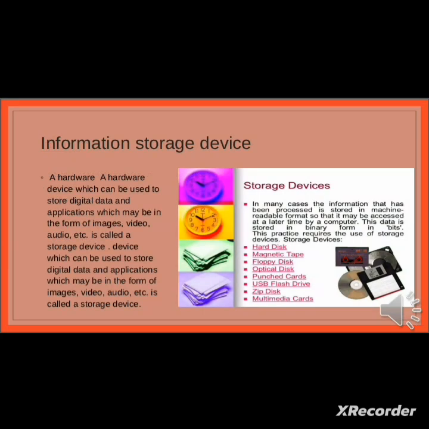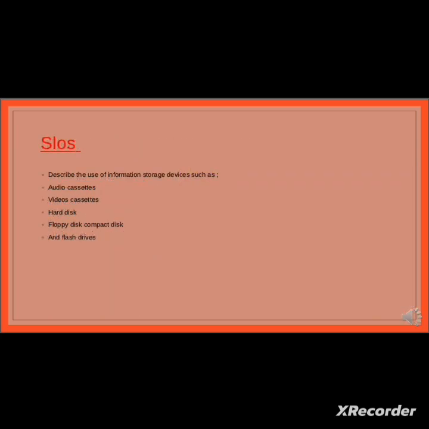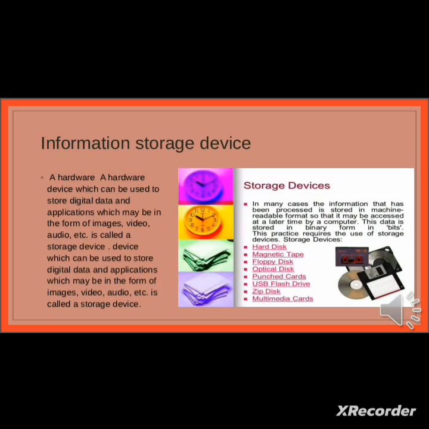Now, the question that comes to mind is, what is information? Information is organized, structured, and interpreted data. Now, the second is, what is a storage device? A hardware device which can be used to store digital data and applications is called a storage device. The information that is stored in storage devices may be in the form of images, videos, audio, and graphs.